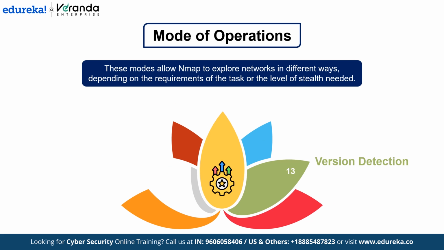Next is version detection. Nmap can also perform service version detection, which probes ports to determine the application and version running on them. This is crucial for identifying outdated and vulnerable services. The last we have is OS detection. With OS detection, Nmap identifies the target's operating system and its version by analyzing details in response packets. This information can guide further scanning and security assessments.